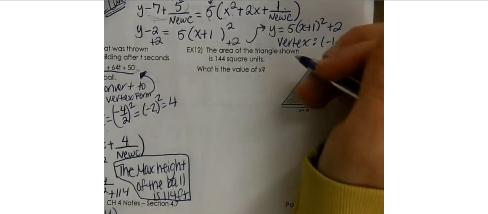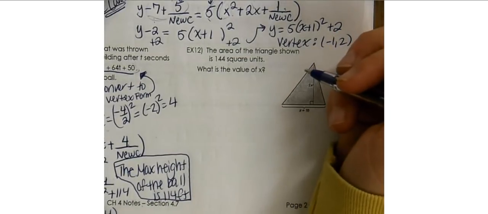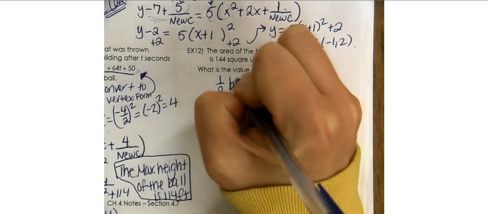We have one last example and then we are finished. This example says the area of a triangle shown is 144 square units. We want to figure out what is the value of x. So remember that the area of a triangle is 1/2 base times height. That is equal to your area. So we're going to be using that information to help us to identify the value of x.